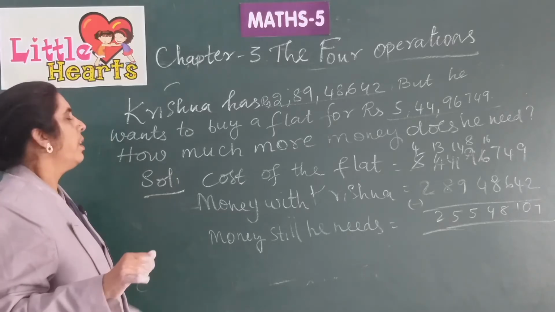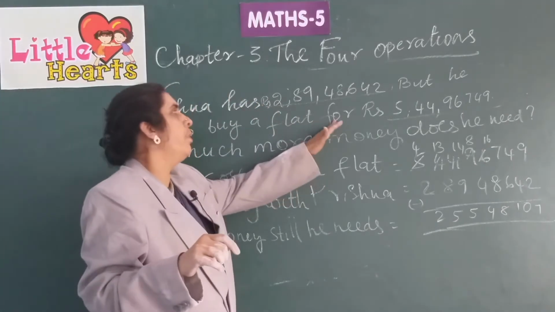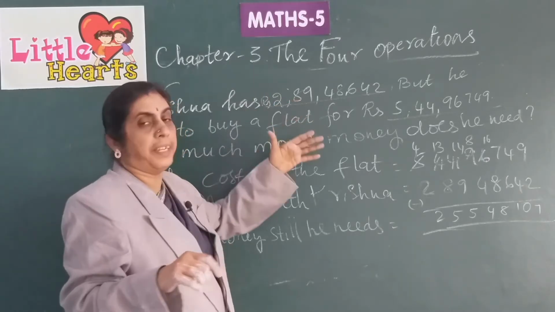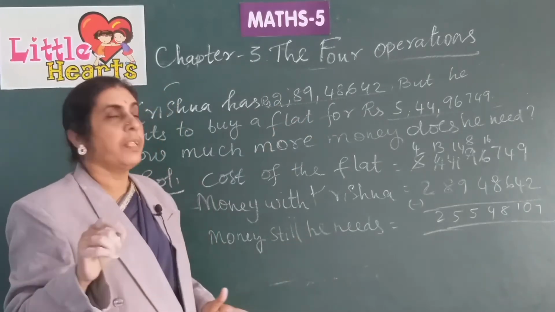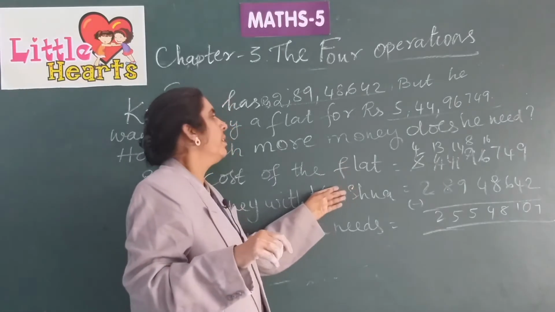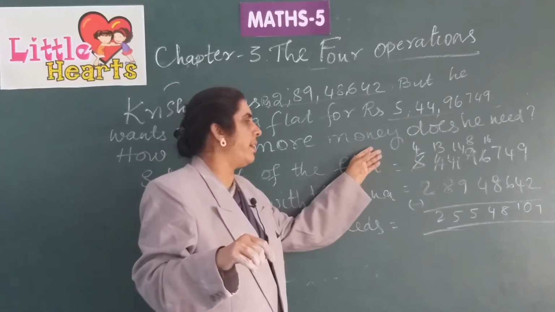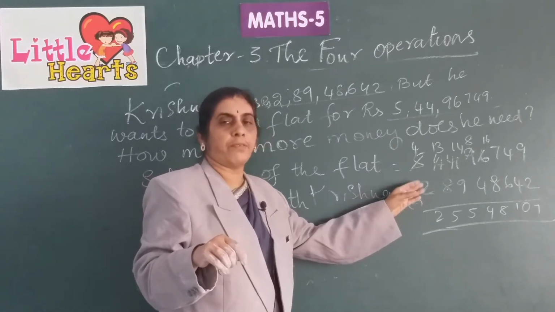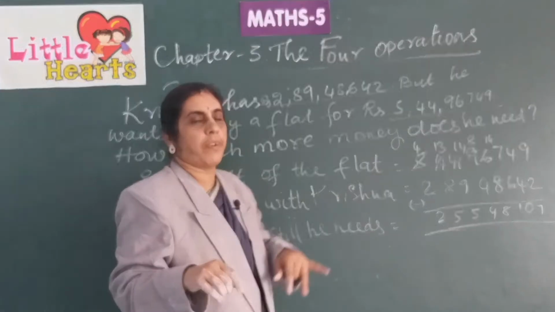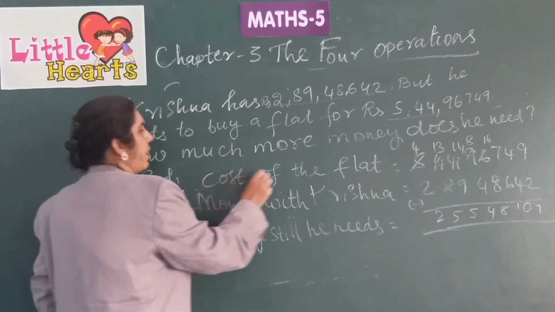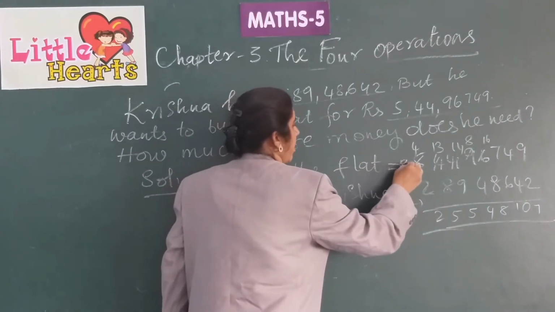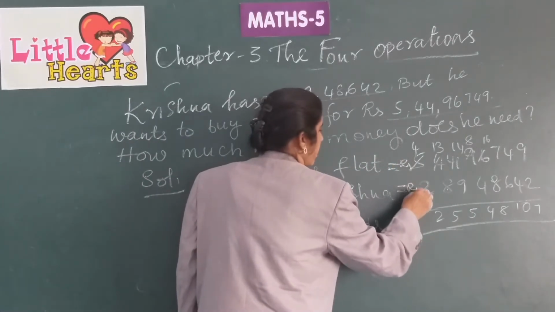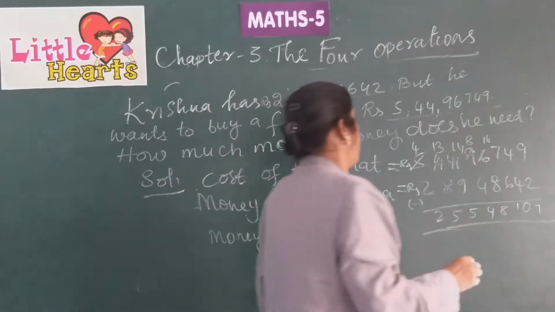So for this, the cost of the flat is more than what he had. So what is the difference, the amount he needs? We have to find out. That means we have to subtract from the cost of the flat the amount he had. So the cost of the flat is this many rupees, and the money with Krishna, we have to subtract these two.